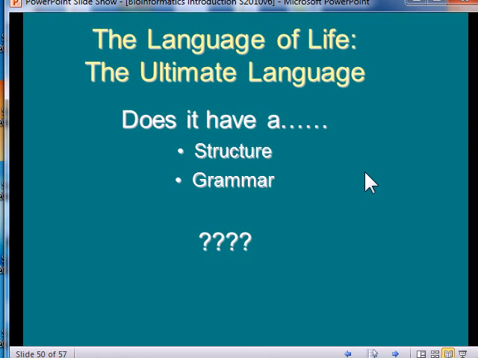So we're back to this idea. Does the language of life have a structure and a grammar? And the answer is yes. But there's a lot out there we don't understand. And this is the big thing: can we help decipher the language of life?